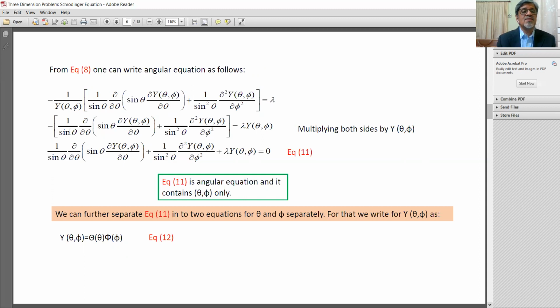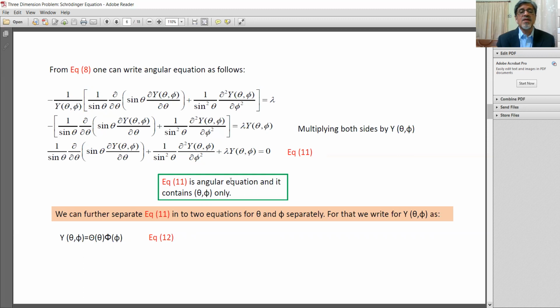So it is only minus sine theta del by del theta, and the rest of the thing as it is. And here we write lambda multiplied by the function Y(theta, phi). Then taking this on the one side only, the same equation is equated to 0, and that is equation number 11. So taking all the quantities on one side and equating it to 0.